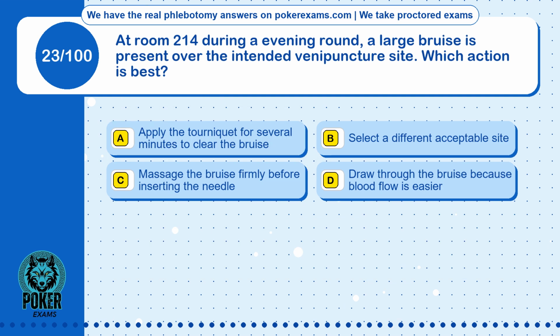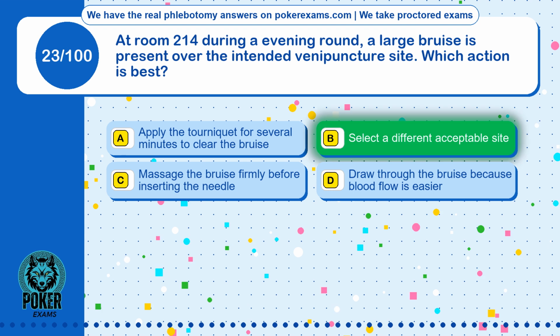Question 23. At room 214 during an evening round, a large bruise is present over the intended venipuncture site. Which action is best? Option A. Apply the tourniquet for several minutes to clear the bruise. Option B. Select a different acceptable site. Option C. Massage the bruise firmly before inserting the needle. Option D. Draw through the bruise because blood flow is easier.